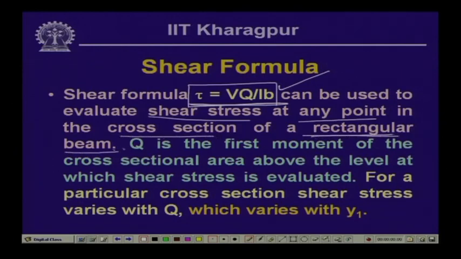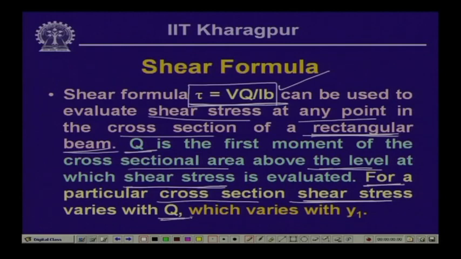Now, a rectangular beam means a beam having a rectangular cross section. The term Q is the first moment of the cross sectional area above the level at which we are looking for the shear stress. For a particular section, V, I and B being constant, the only parameter which is varying is Q, and Q is varying with respect to y1. Hence, the shear stress also varies along the depth, and we get the distribution of the shear stress on the depth.